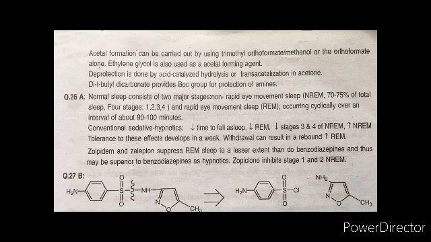Now the conventional sedative hypnotics reduce the time to fall asleep and reduce the REM, and tolerance develops in about a week. Withdrawal can result in rebound, increased REM. Now zolpidem and zaleplon suppress the REM to a lesser extent than the benzodiazepines, and therefore they may be superior to the benzodiazepines as hypnotics, while zopiclone inhibits stage 1 and stage 2 of NREM.